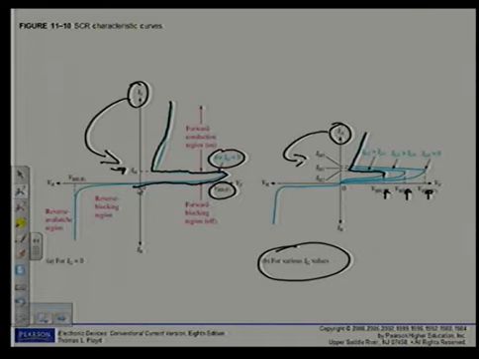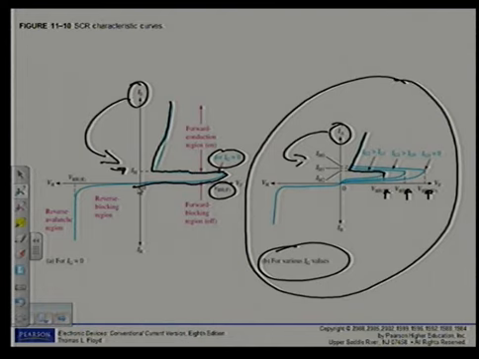Alright, so if you are asked to draw the characteristic curve for an SCR, please draw this one, where you indicate the various gate pulses with the various forward breakover voltages and the various holding currents for these different pulses that have been applied to this device.